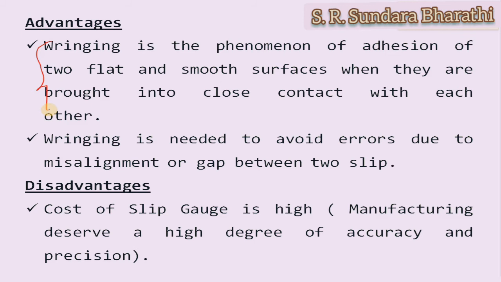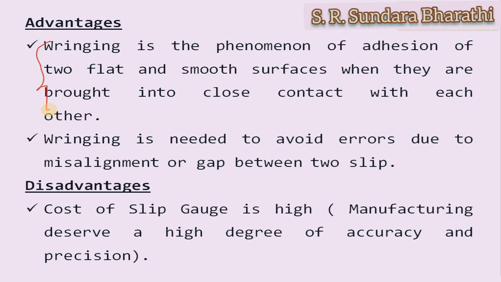If the surfaces are not joined together, we are not able to know the height and total length of the slip gauges. So in various places we have to use it. These are known and standard dimensions. These are the big advantages, and we also have to check the calibration of Vernier calipers and micrometers. This is the main advantage of slip gauges.